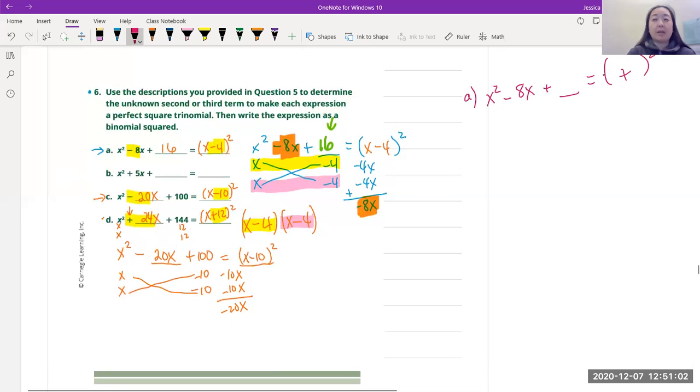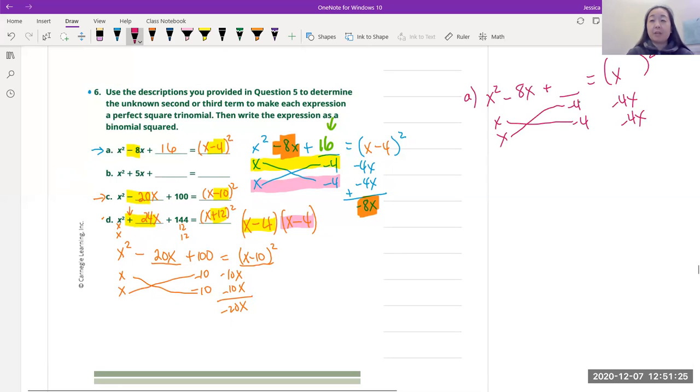We know that's a plus. I know that's going to be an x. So remember, this is going to be x and x. And remember, we just cut that in half, so it's going to be negative 4x minus 4x, right? Which means that both of these have to be negative 4s, because x times negative 4 is negative 4x. x times negative 4 is also negative 4x.